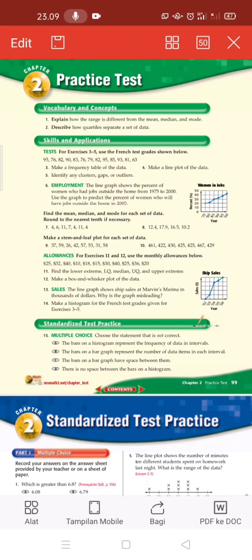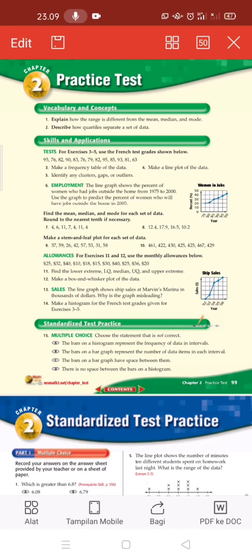$25, $32, $40, $10, $18, $15, $30, $40, $25, $36, $20. 11. Find the lower extreme, lower quartile, median, upper quartile, and upper extreme.